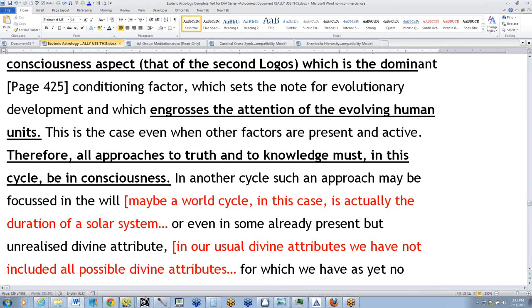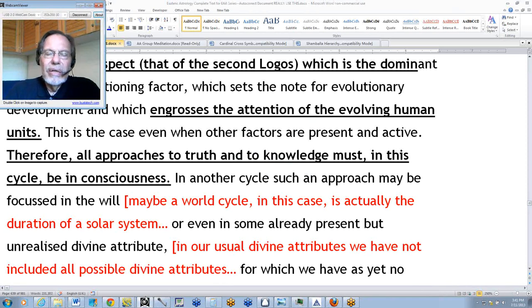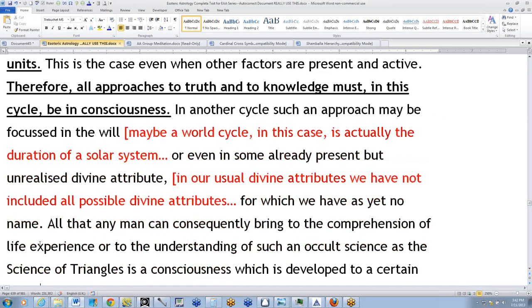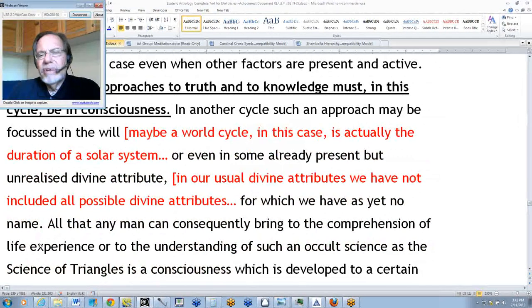Now, attribute or aspect, you kind of wonder if we are dealing with... the attributes are usually 4, the aspects are 3, and maybe 7 are somehow to be unfolded. Or even some already present but unrealized divine attribute. DK hints at this when he talks about presented attributes in Esoteric Psychology, Volume 2. He talks about the Buddha presenting wisdom and the Christ love, and Plato the synthesis of ideas. And he talks about attributes of which we may have no notion at all.